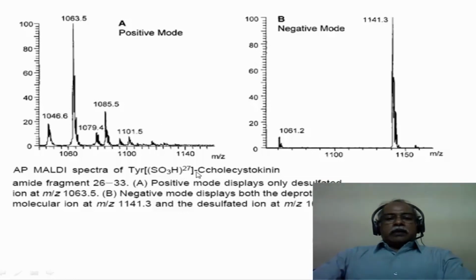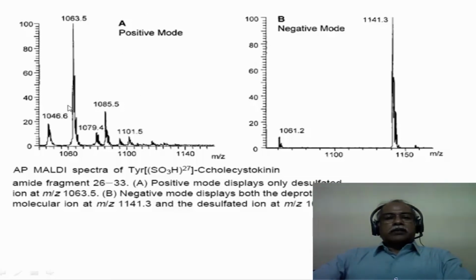Now, if you take the tyrosine cholecystokinin, this is a particular biomolecular system, and this has a molecular weight of 1141 or 1061. If it is a desulfated molecule, it is 1061. If it is a deprotonated system, it is 1141.